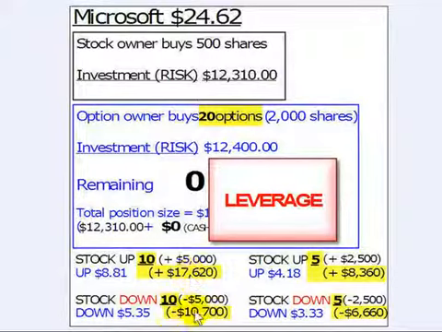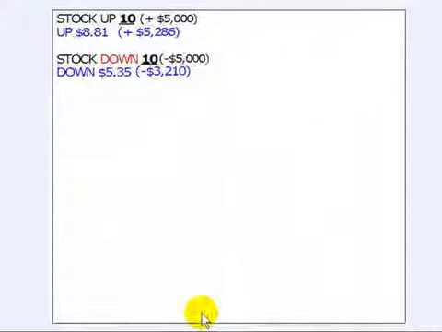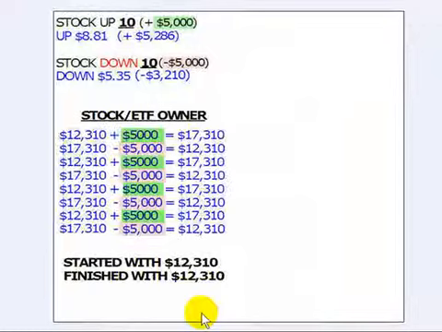Here's the way that the stock or ETF owner is going to trade. If the stock's up 10 points, you make 5. If the stock's down 10 points, you lose 5. So this stock can trade up 10 and you make 5, you're at 17,310. But then it can lose 10 points, you'll lose 5, you're back down to the 12,310 that you started out with to begin with. So a lot of people do this.